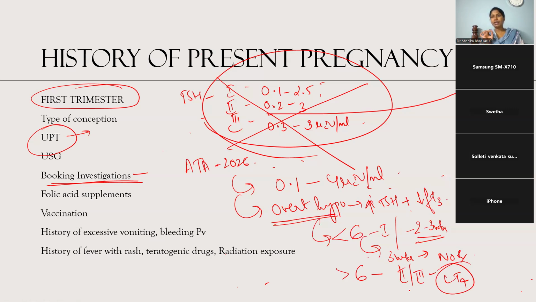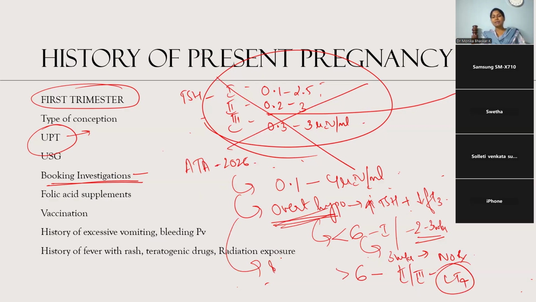It is around 1.5 to 1.7 microgram per kg per day. So if she is around 60 kg, you have to start 75 microgram per day. It has to be taken in the early morning fasting state for better absorption. So this is regarding overt hypothyroidism.